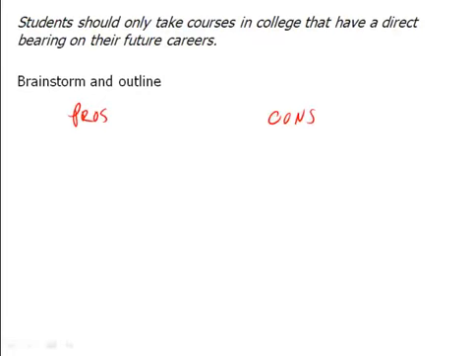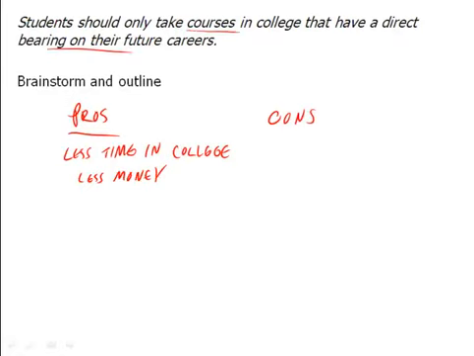So we think through this and say, yeah, that's a great idea because students spend less time in college. And less time in college means less money. That is, students don't have to spend as much money in college. They can get out in 3 years perhaps, because if they're taking courses only that have a bearing on their future careers, this is great. Less time. What does that allow them to do?